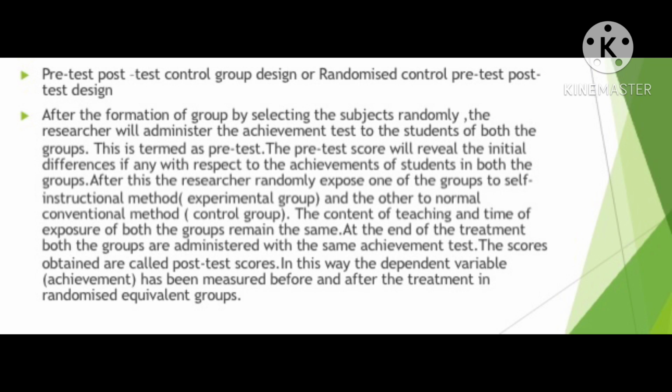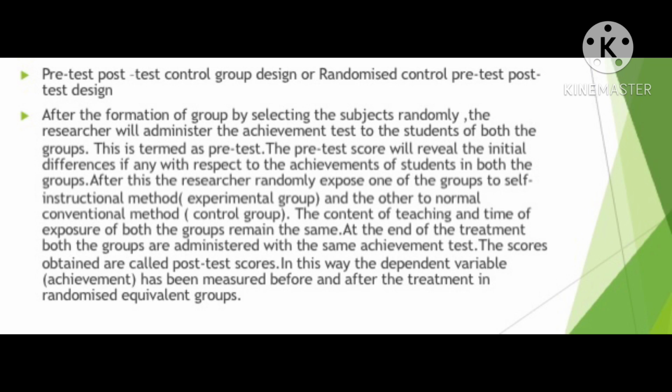After the formation of group by selecting the subject randomly, the researcher will administer the achievement test to the students of both the groups. Here the researcher first select the subjects randomly and made two groups, and he will administer the pre-test or an achievement test in both the group. Why it is called the pre-test? Before giving any treatment he is giving the test. The pre-test scores will reveal the initial differences, if any, with respect to the achievement of the students in both the groups.